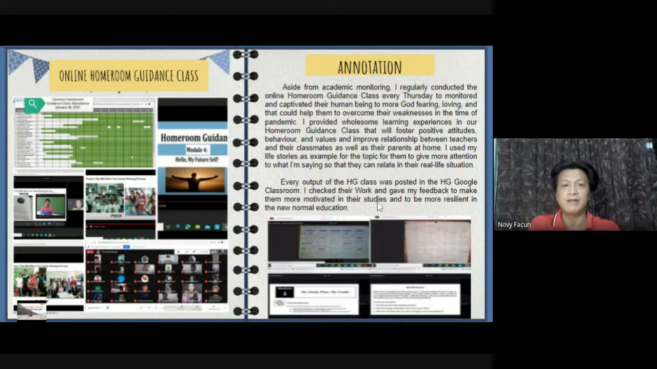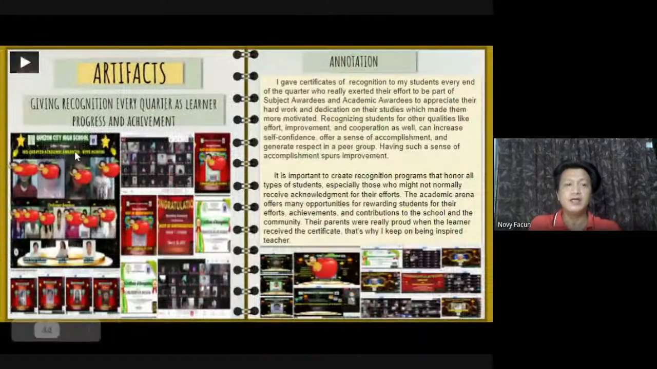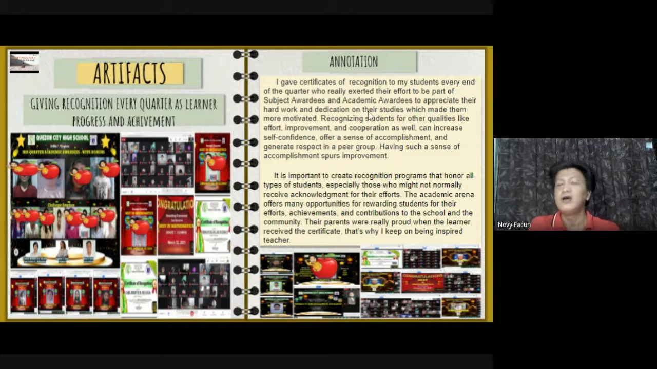Real life situations, it should be. And this is giving recognition in every quarter as learner progress and achievement. So, every quarter, I give awards for best in mathematics or best in my subject, or the academic awardees, no? So, at the end of every quarter, those with honors. It is important to create a recognition program that honors all types of students. Because there the child will feel that we really see that you are being monitored. So, you just praise. So, that is how we conduct recognition.